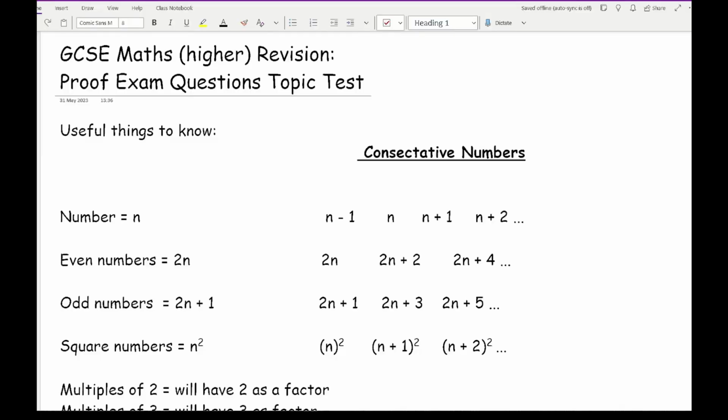Now before we go through some past exam questions related to proof, let's just have a quick overview of some of the basic things you need to know, and to also help you revise and understand and tackle these questions, as they can be very high level and also worth quite a lot of marks.